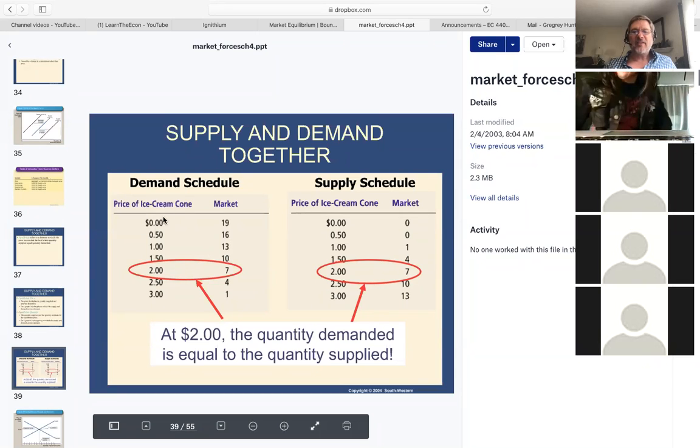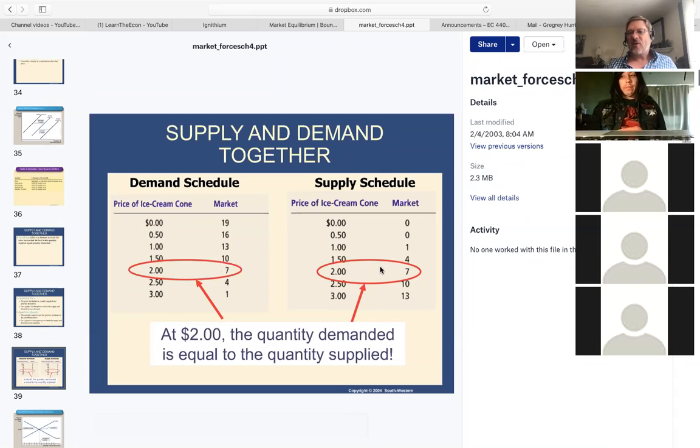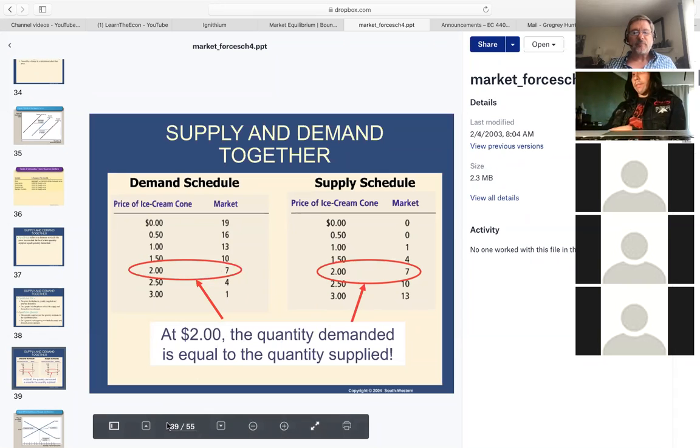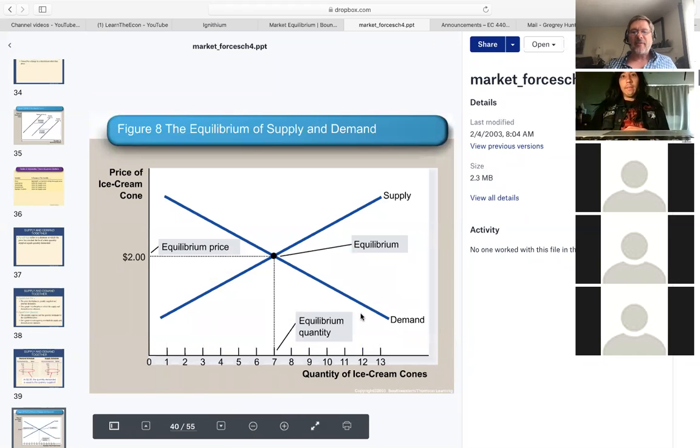And so here in this example, you notice at a price of 2, the quantity demanded is 7. And for supply at a price of 2, the quantity supplied is 7. So it doesn't matter which table you're on, the entries match. And that's also another way of describing the equilibrium. There's a price at which the quantities are the same. So we can represent that with the demand and supply schedules too. Okay, so here's our graph. There's our equilibrium point, and you can see the equilibrium price and the equilibrium quantity.